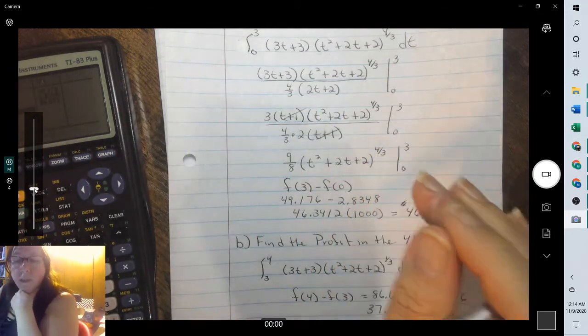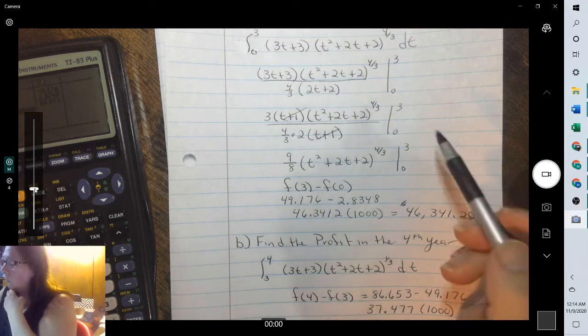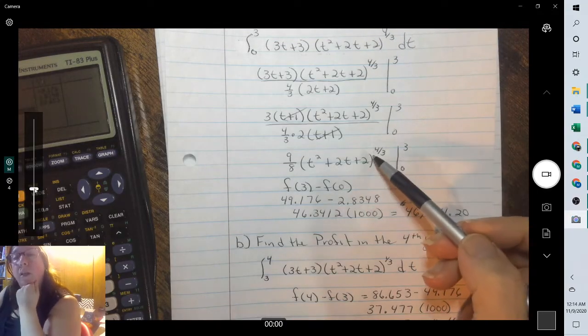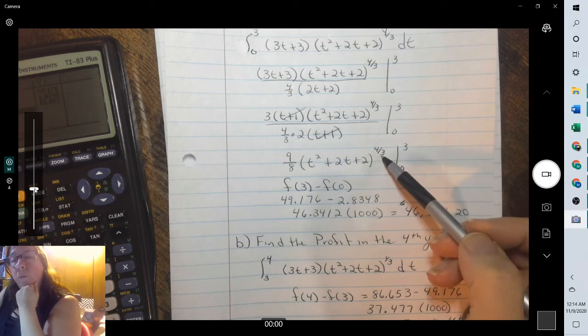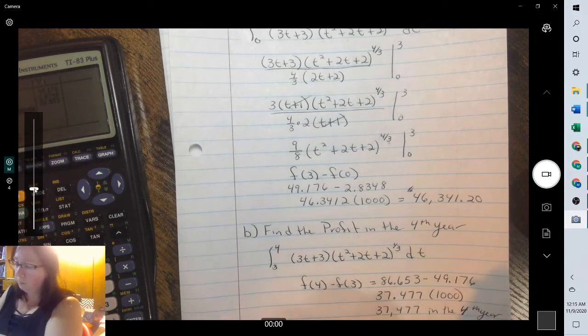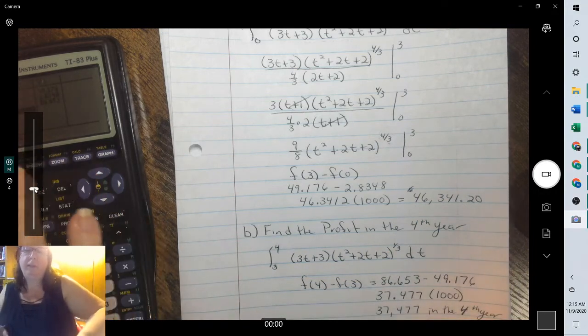Last one says, what is happening to the annual profit over the long run? Well, if you look at your exponent, this is telling you how your rate's changing. And since this is greater than 1, it's growing without bound because this is exponential, so it's growing without bound. That's everything for that section.